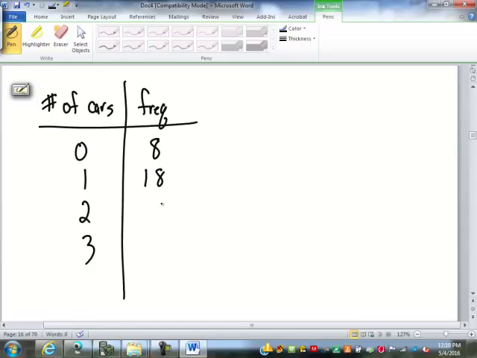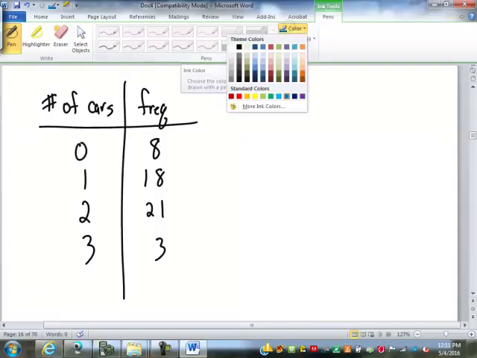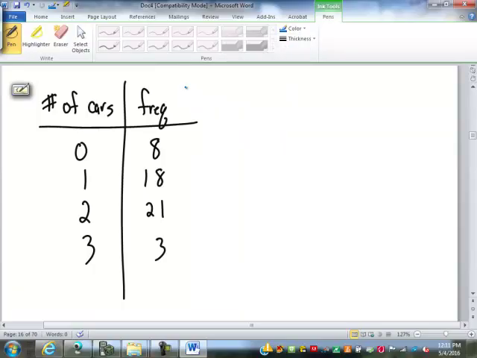Sorry, I'm adding these up as I go here. We have 21 that report owning 2 cars. And 3, I think that's going to work out, they report owning 3 cars in their household. So let's find the mean of this. There are 2 ways we can go about it, and we're going to go about it in both ways, one right after the other.